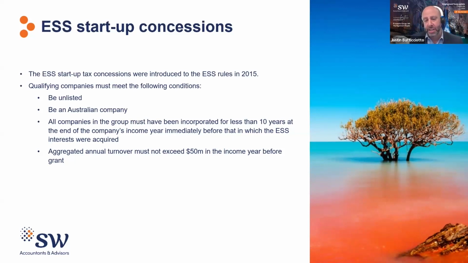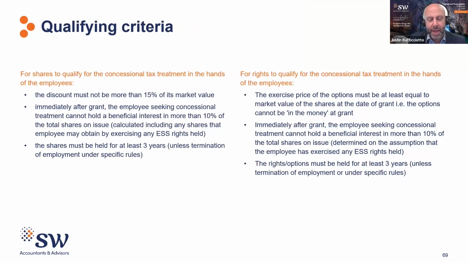So really you need to be unlisted, you need to be an Australian company. All companies within your group must have been incorporated for less than 10 years, and you must have an aggregated turnover of less than 50 million, or not exceeding 50 million, in the year before the grant of the equity award. So if we tick through those conditions and the company is considered a startup company, then depending on whether you want to issue shares or options, there are further conditions that need to be satisfied.